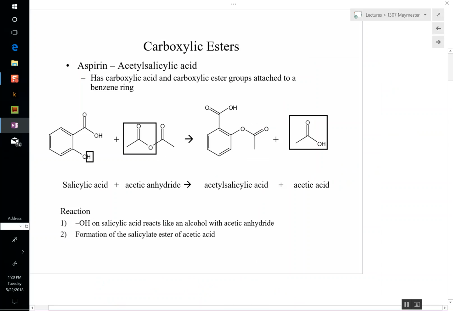Let's carry on here. In the lab, not all of you are in the lab, but we're going to make aspirin eventually. And when we do make aspirin, we're going to be forming an ester, acetylsalicylic acid. Acetylsalicylic acid still is a carboxylic acid, but it is also an ester. That's aspirin.